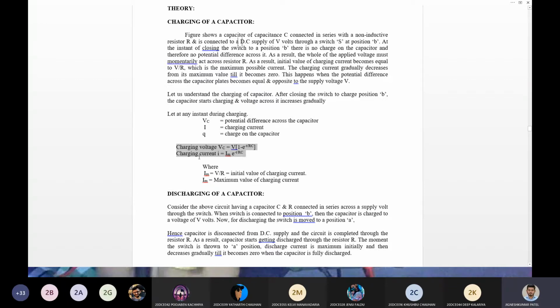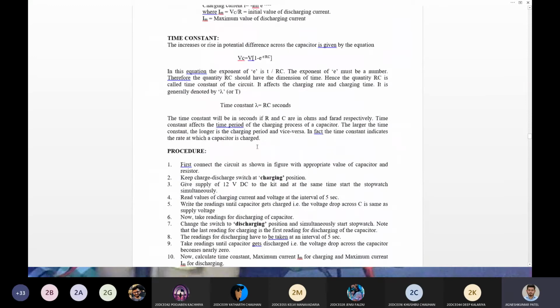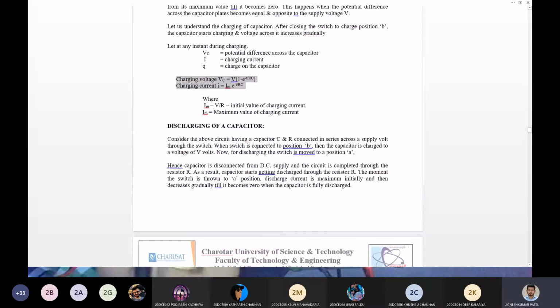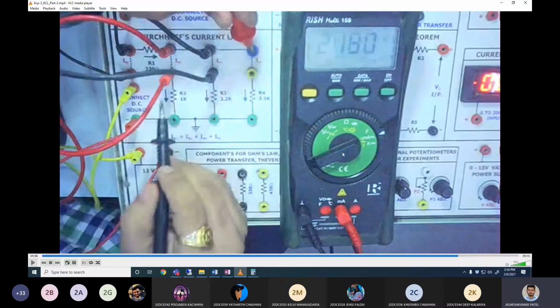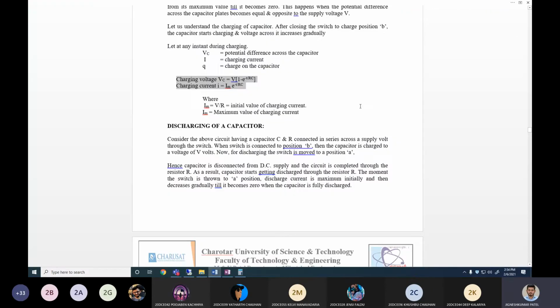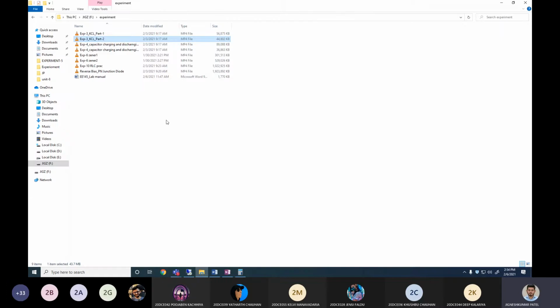Mainly what we want to do using this experiment is check whether the theory of charging and discharging is correct or not. So let us first start with the theory. I'll directly play a video where the theory is explained, and then we'll see it practically.